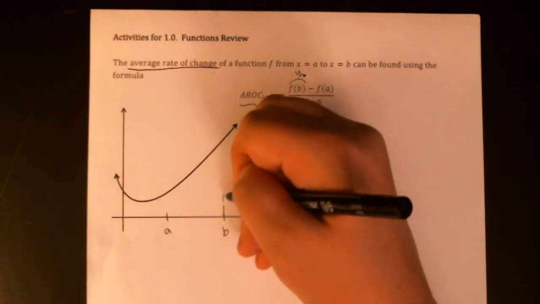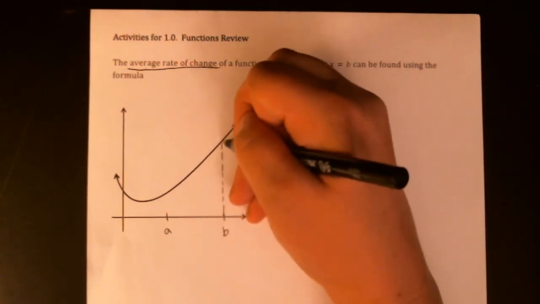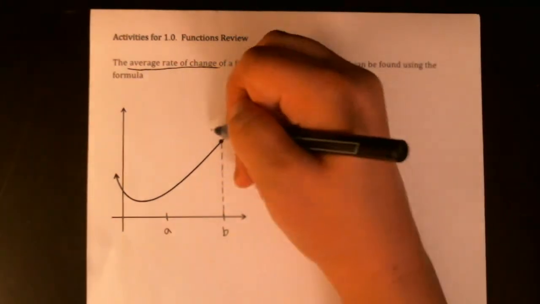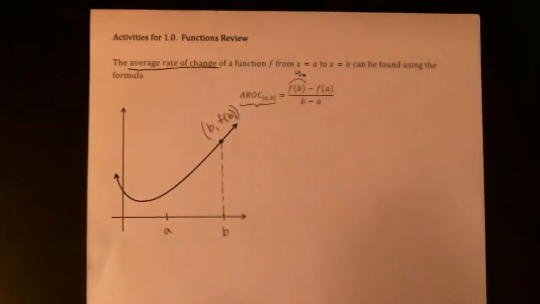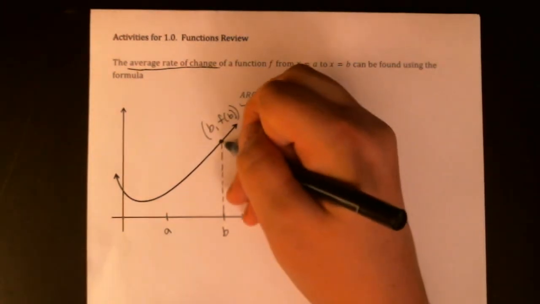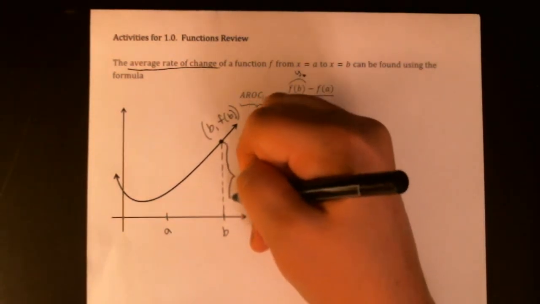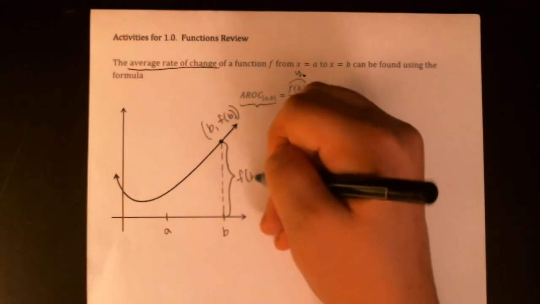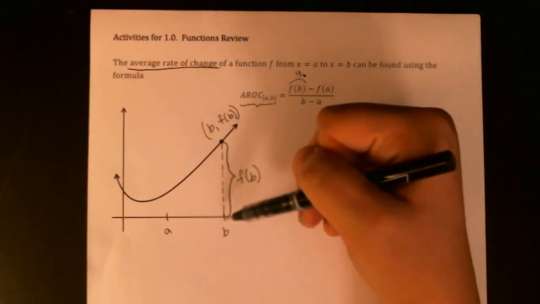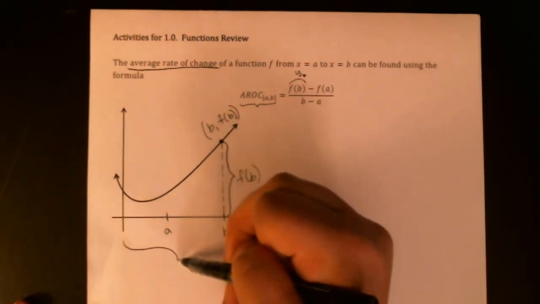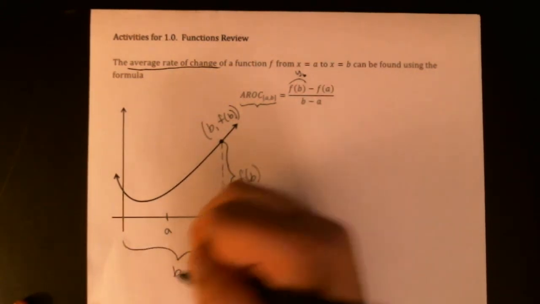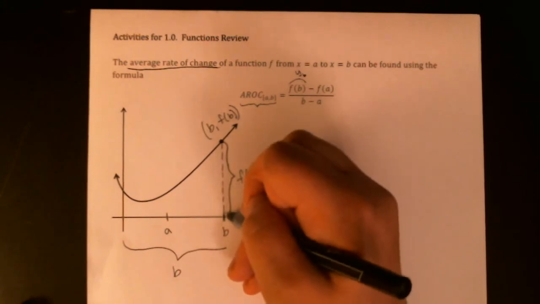So let's see, if we went up to the curve, there's our point. So this point is (b, f of b). And what f of b actually is, is this whole length right here. That's what f of b is. A y value is a vertical distance from the x-axis up to the curve. And similarly, an x value is a horizontal distance from the y-axis to wherever we put this tick mark.